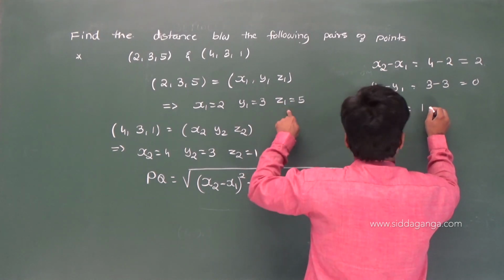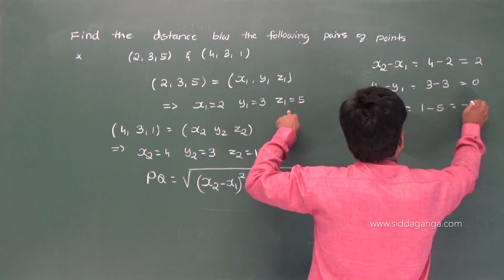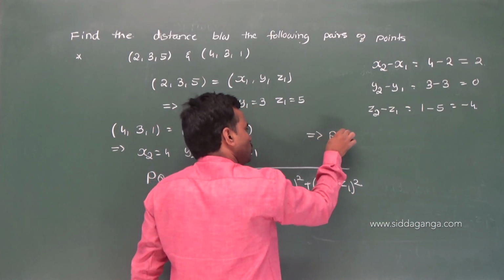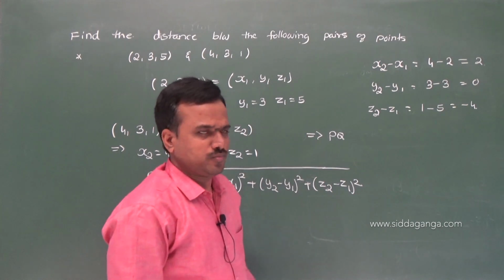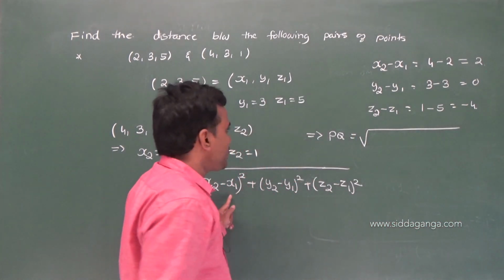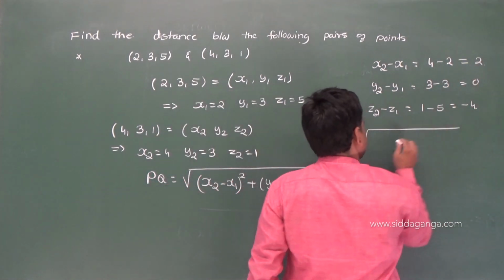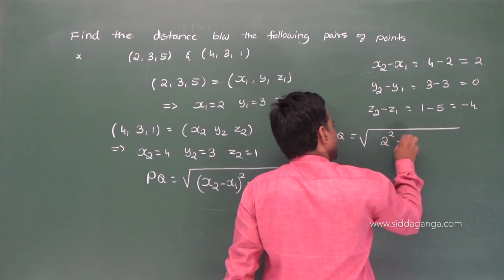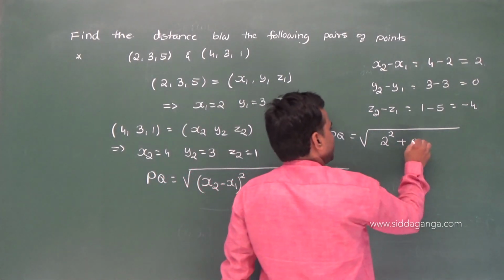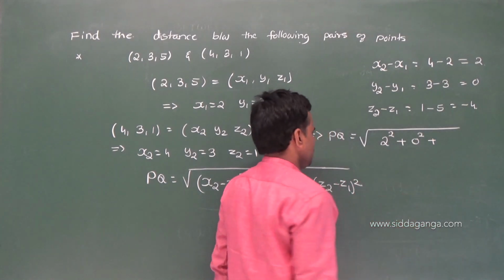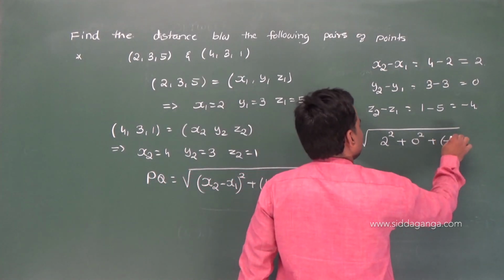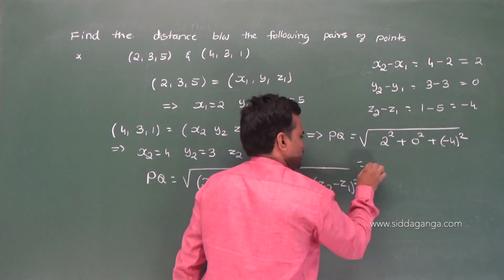z2 is what? 1. z1 is what? 5. 1 minus 5 is minus 4. That implies distance between 2 points that I represent PQ. PQ is equal to square root of (x2 minus x1) whole square, that is 2 square, plus (y2 minus y1) whole square, that is 0 square, plus (z2 minus z1) whole square, that is minus 4 whole square. Calculate very fast.